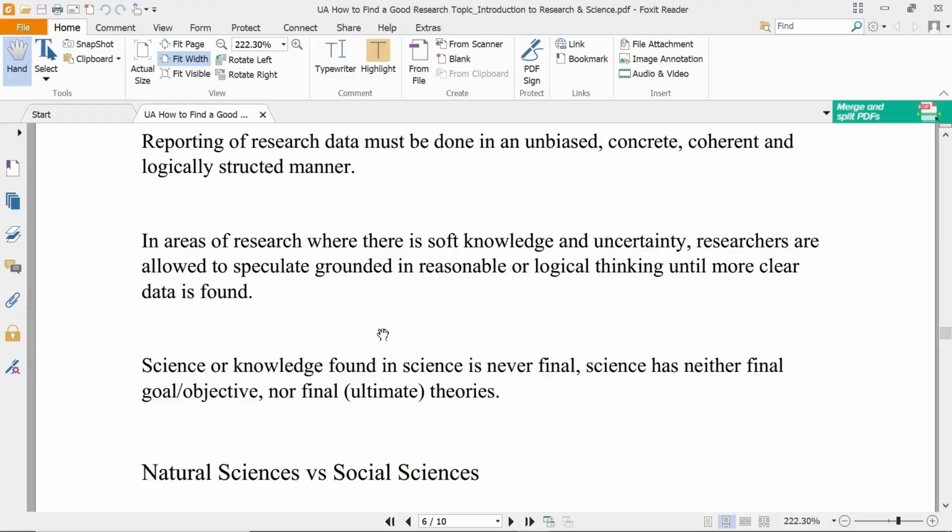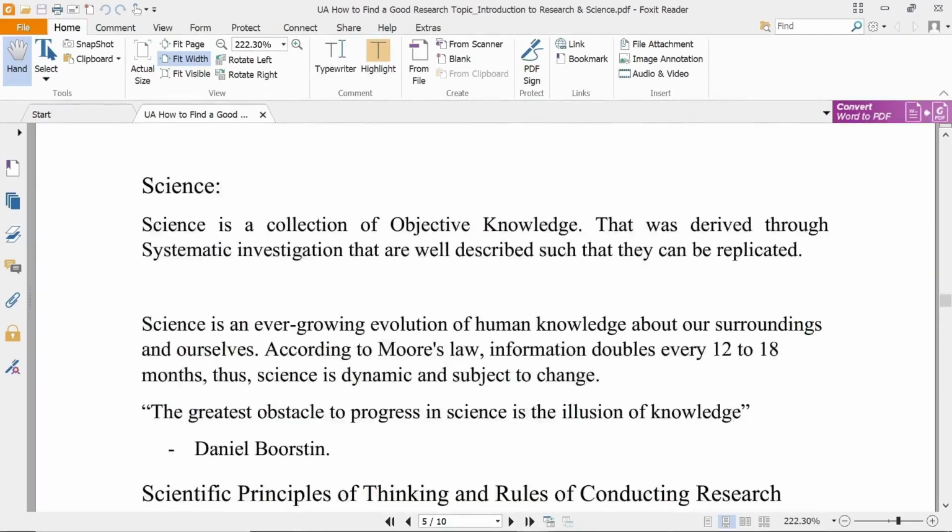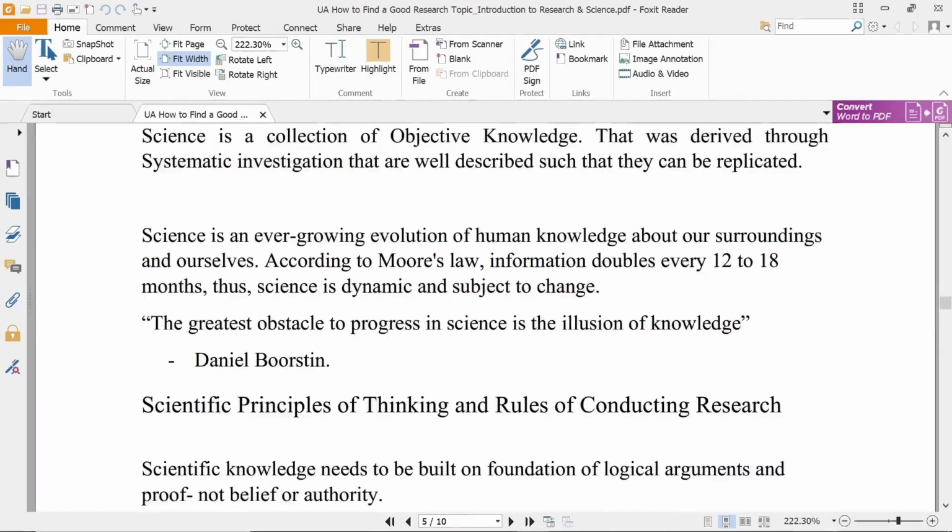So the knowledge found in science is never final. Science has no final goal or objective, no final or ultimate theory, so it's subject to change. So that's the highest truth. The highest truth in science is that there is an illusion of knowledge. So the greatest obstacle to progress in science is the illusion of knowledge.